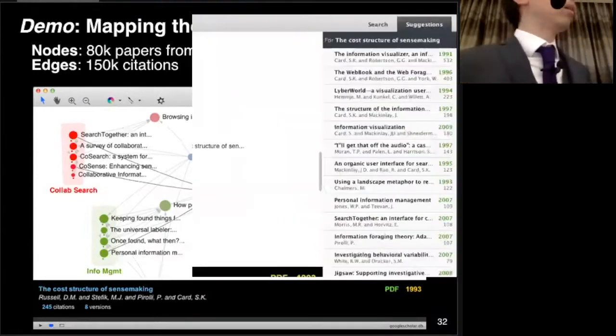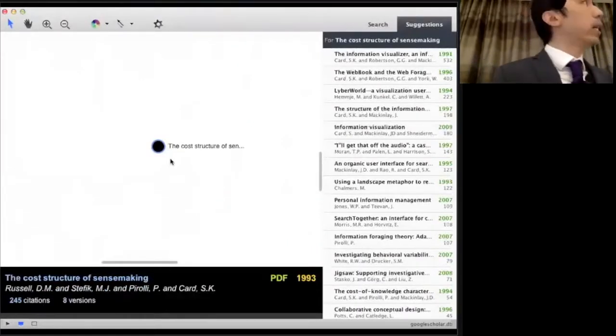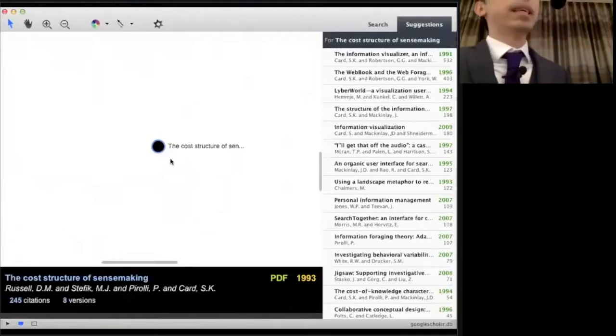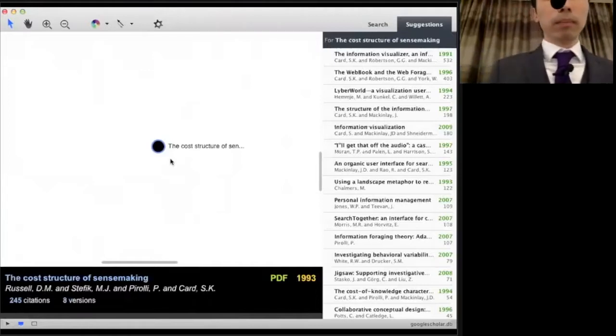So when we just start Apolo, as I mentioned, it's just one node, right? If there's one node, it will show it in the middle, and on your right, that's where it will show the papers that either cited it or are cited by it. And at the bottom, you will see the exact same information you would expect to see from Google Scholar.